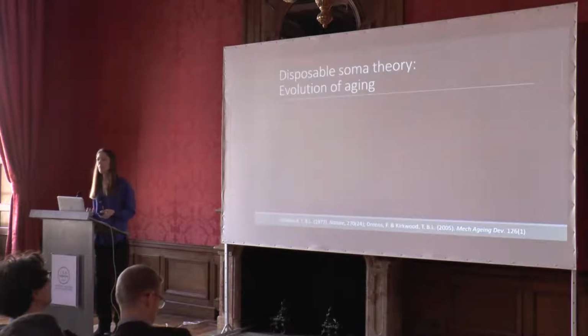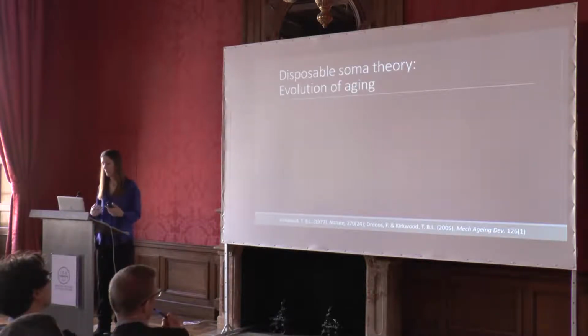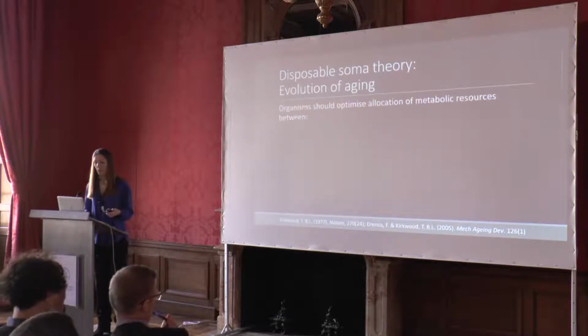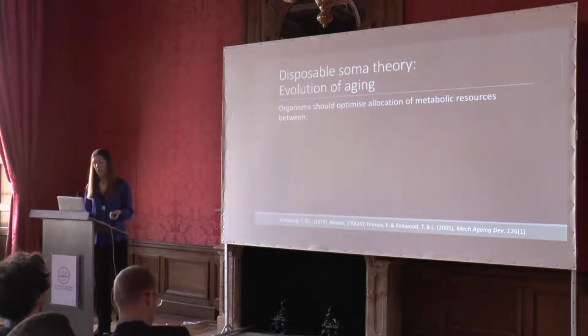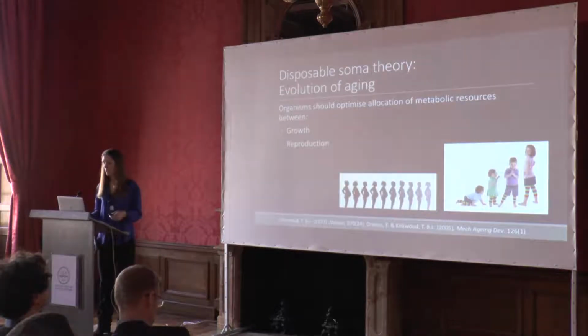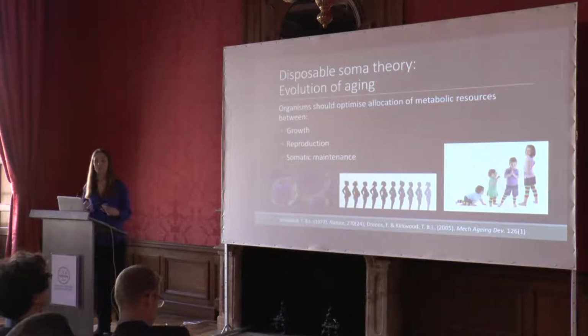Well, here we go to the evolutionary literature, and I'm going to, in particular here, use disposable soma theory, which is about the evolution of aging, as an example. So, disposable soma theory posits that organisms need to optimize their allocation of metabolic resources between three key things. These things are growth, reproduction, and somatic maintenance, so cellular repair.